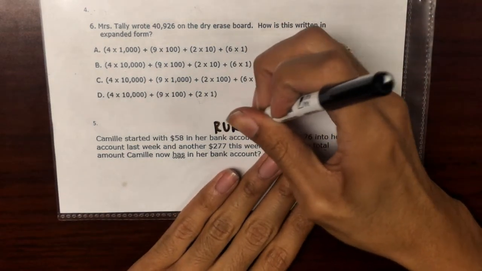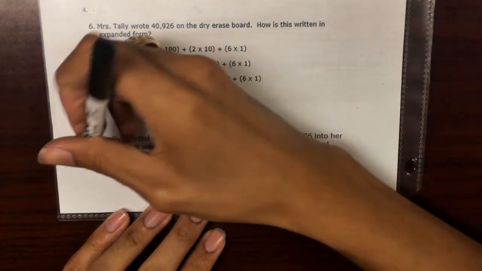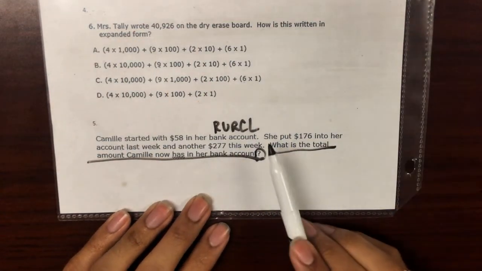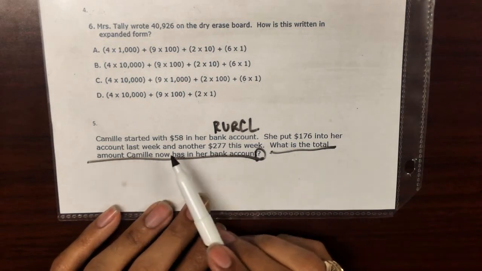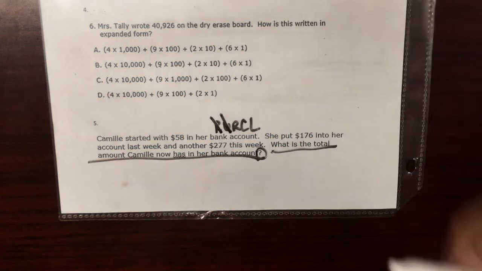Are you reading closely and looking? The first R, read the question, circle the question mark, go to the beginning of the sentence. It says, what is the total amount Camille now has in her bank account? Let's cross out the U and let's read the details.